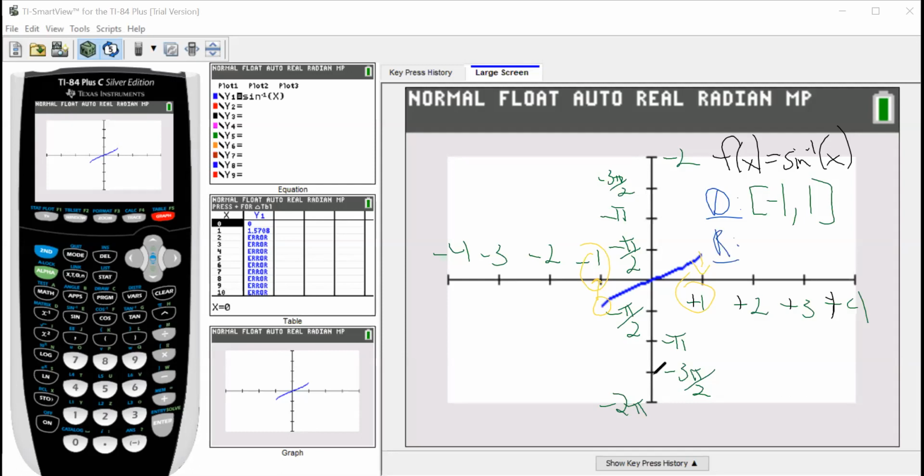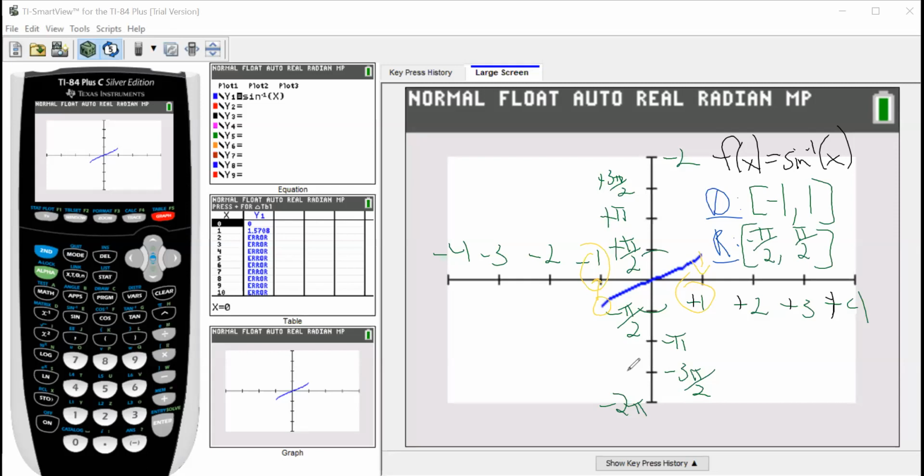And then the range, well, that is going to be bouncing between negative pi over 2 and pi over 2, which are the top and bottom there. So we go between negative pi over 2 and pi over 2, and in this case, those are also included. All right. Cool, I'm going to leave that there.